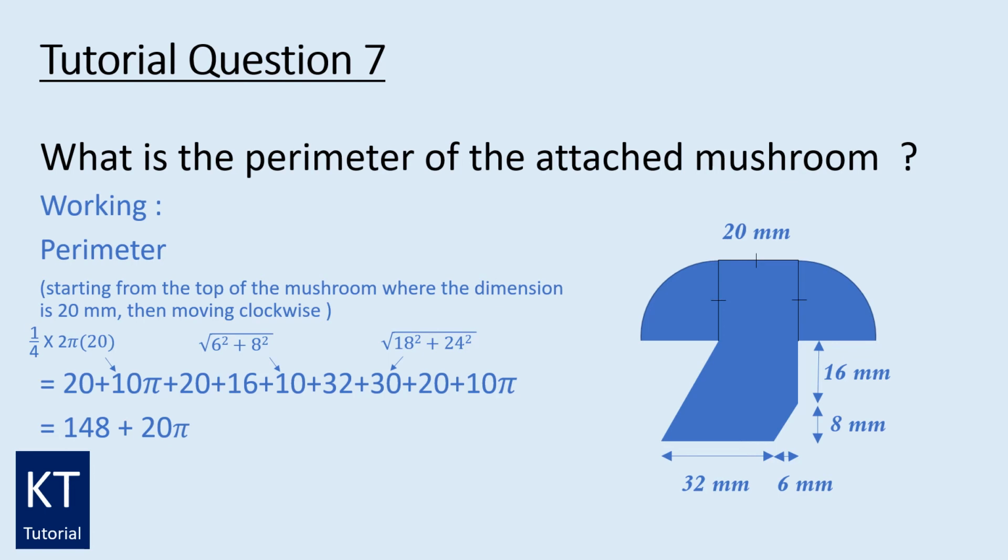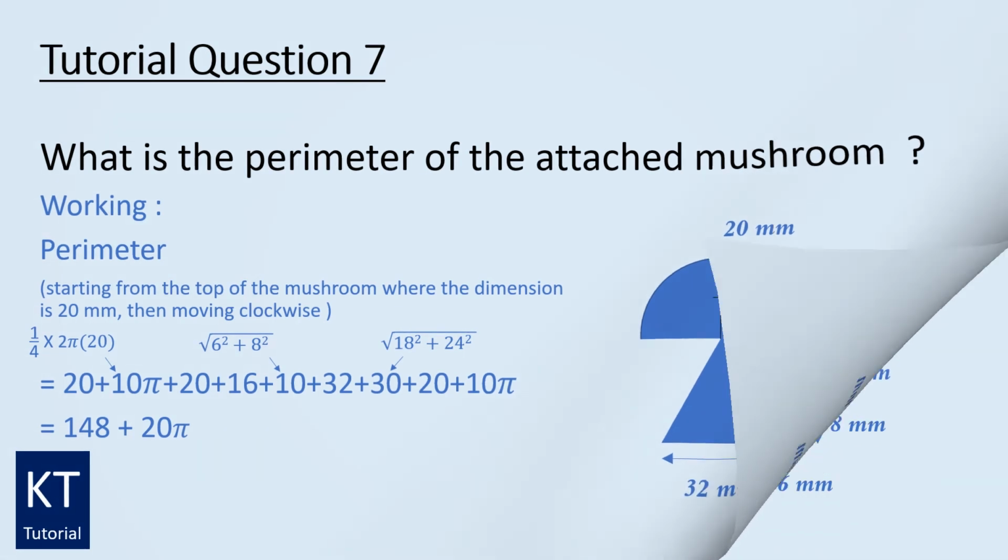The next 10 pi is obtained by calculating the dimensions of the arc for a radius of 20 mm. The next 20 is the radius of the sector. The next 16 is given. The next 10 is obtainable using the Pythagoras formula. The next 32 is also given. The next 30 is obtained using the Pythagoras formula. The next 20 is again the radius of the sector. And the last 10 pi is the arc dimension. The sum of all the said dimensions is the parameter, this being equal to 148 plus 20 pi.